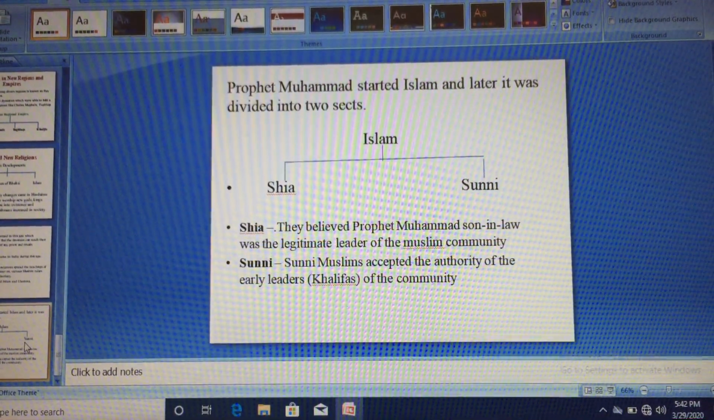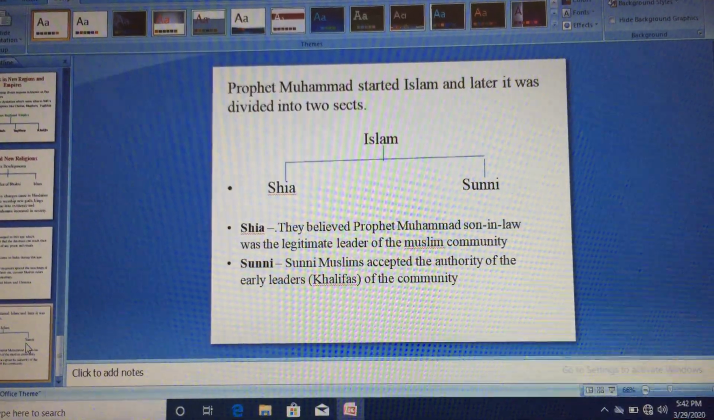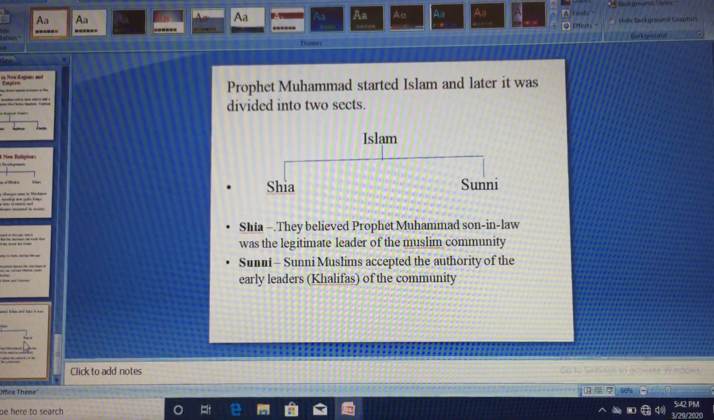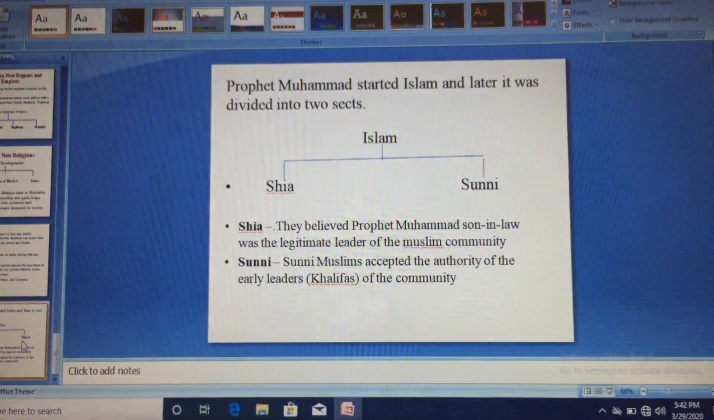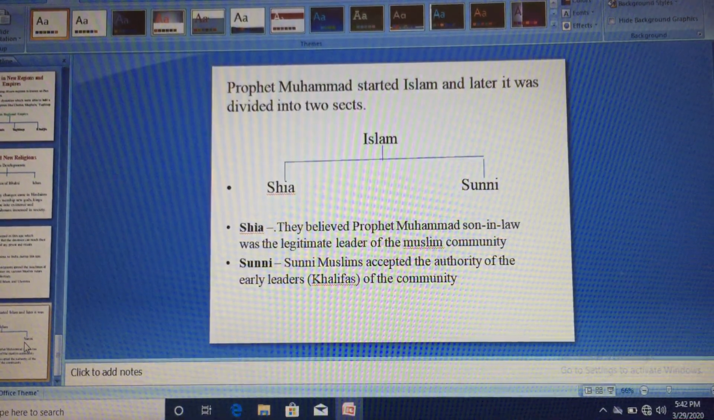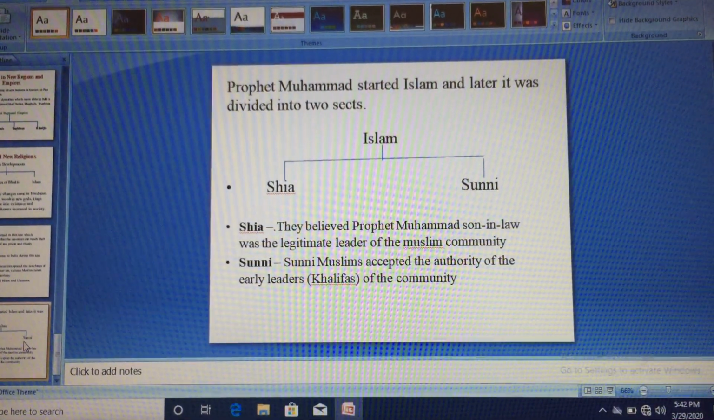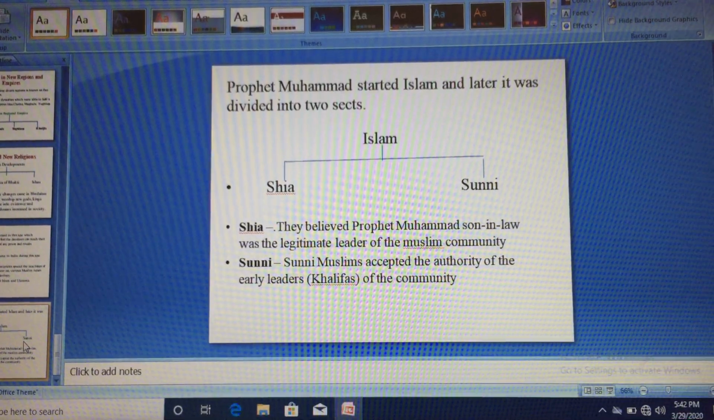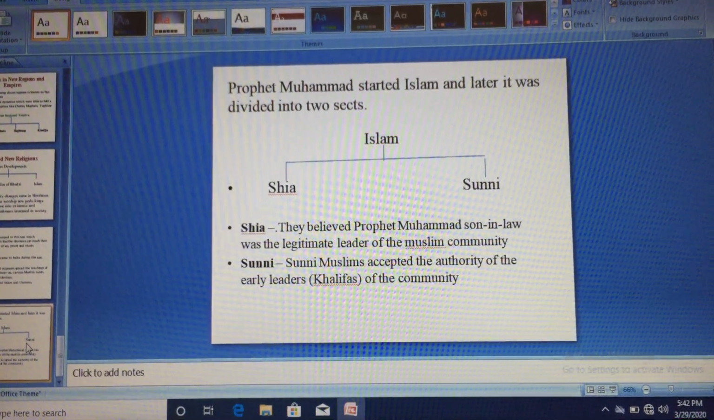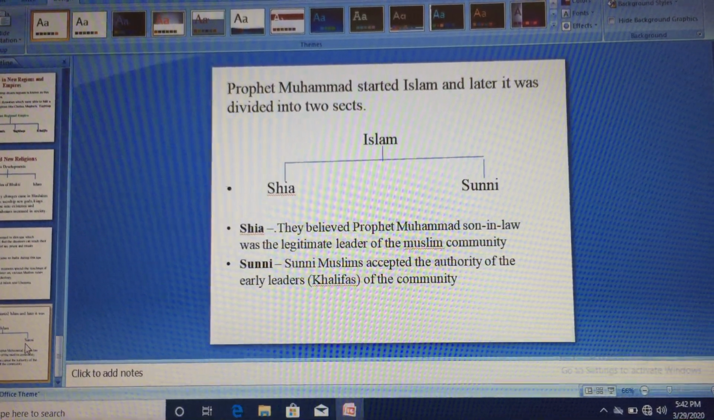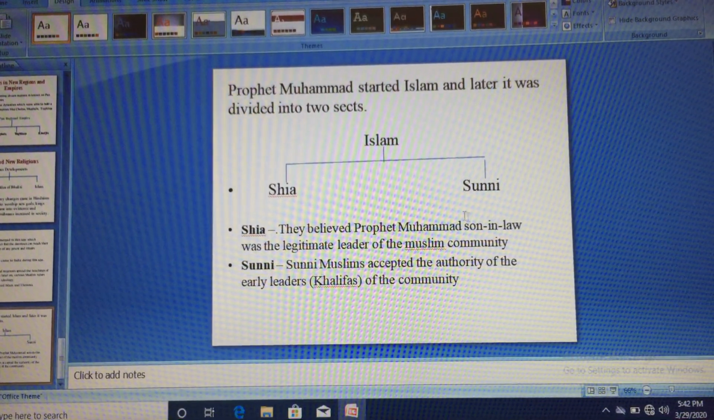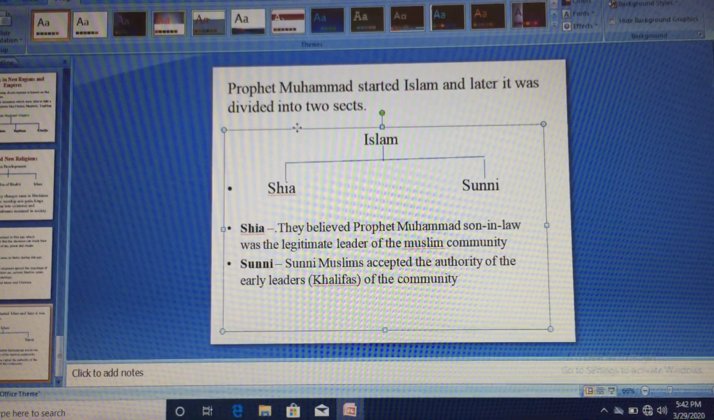So, a brief discussion about what exactly Islam was. Islam was started by Prophet Muhammad, and they have a holy book called the Quran. After the death of Prophet Muhammad, Islam was further divided into two sects, and that was Shia and Sunni.